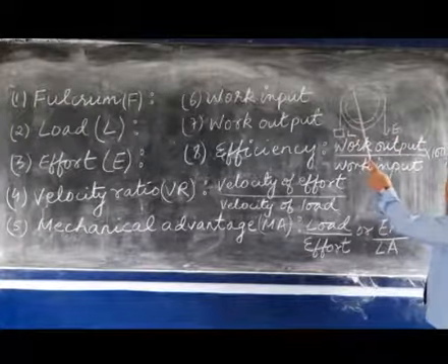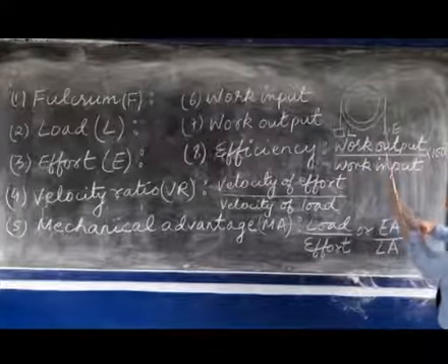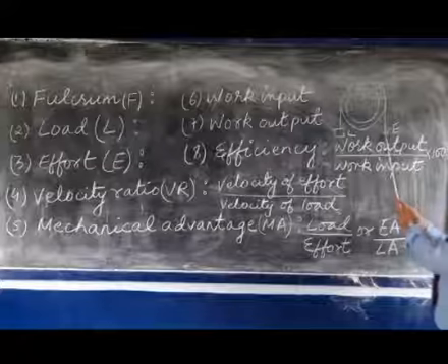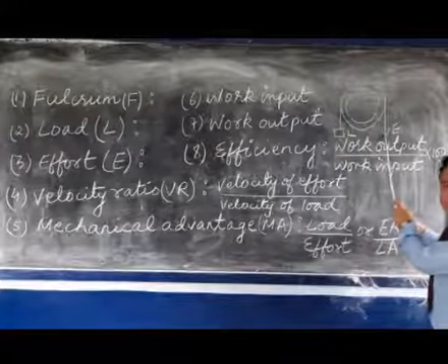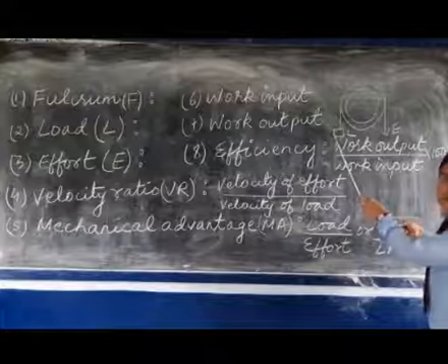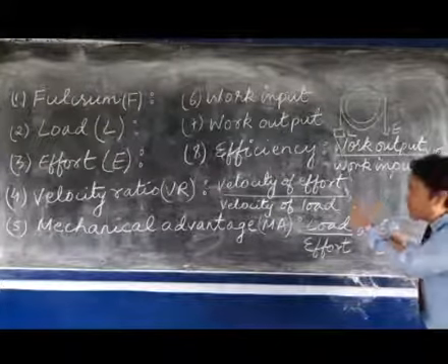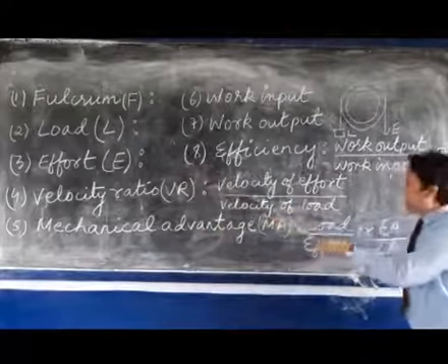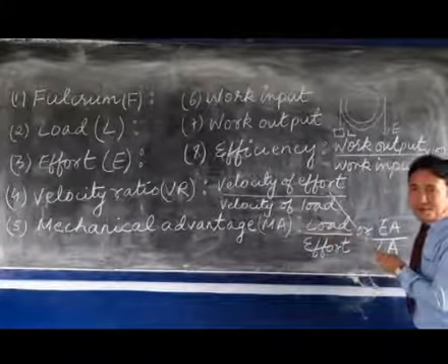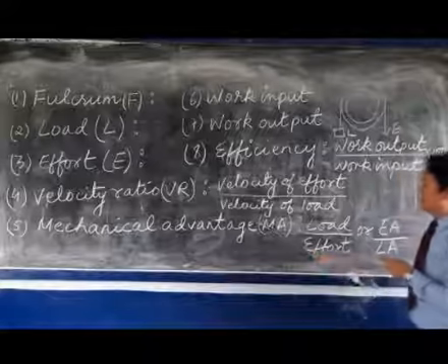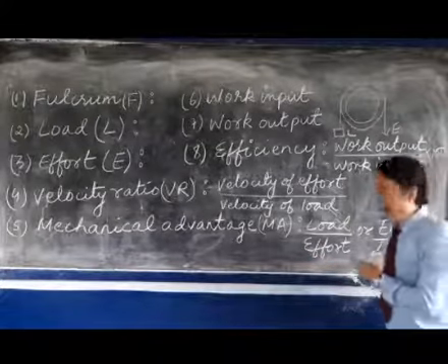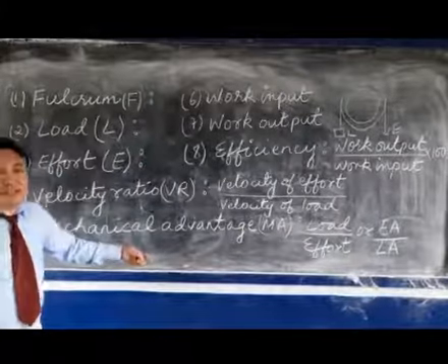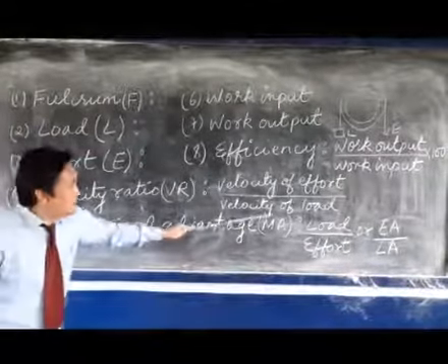So when you pull the string in a downward direction, the distance is covered by the effort, and at the same time the distance is traveled by the load. That we call the velocity ratio. The velocity ratio is defined as the velocity of the effort divided by the velocity of the load. Is it clear? That means the distance moved by the effort to the distance moved by the load.